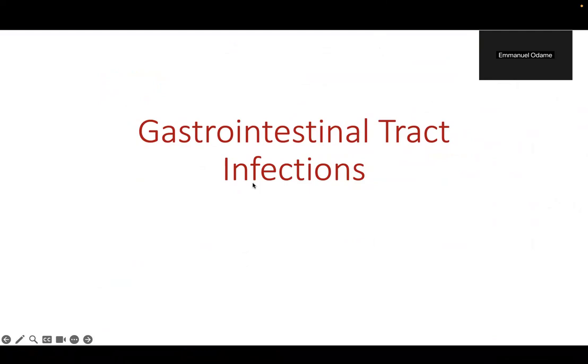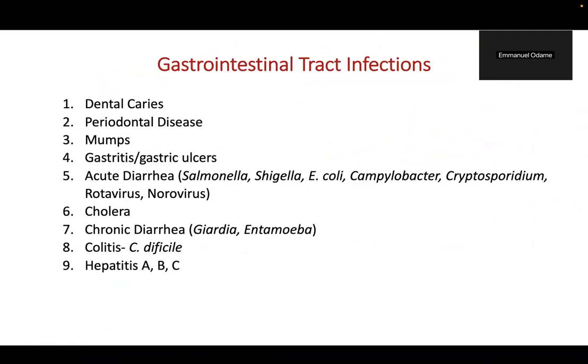We are going to discuss gastrointestinal tract infections. So these are the list of diseases we'll talk about. The first one is dental caries. The second one is periodontal disease, mumps. We talk about gastric ulcers, acute diarrhea, cholera, chronic diarrhea, colitis, hepatitis A, B, and C.